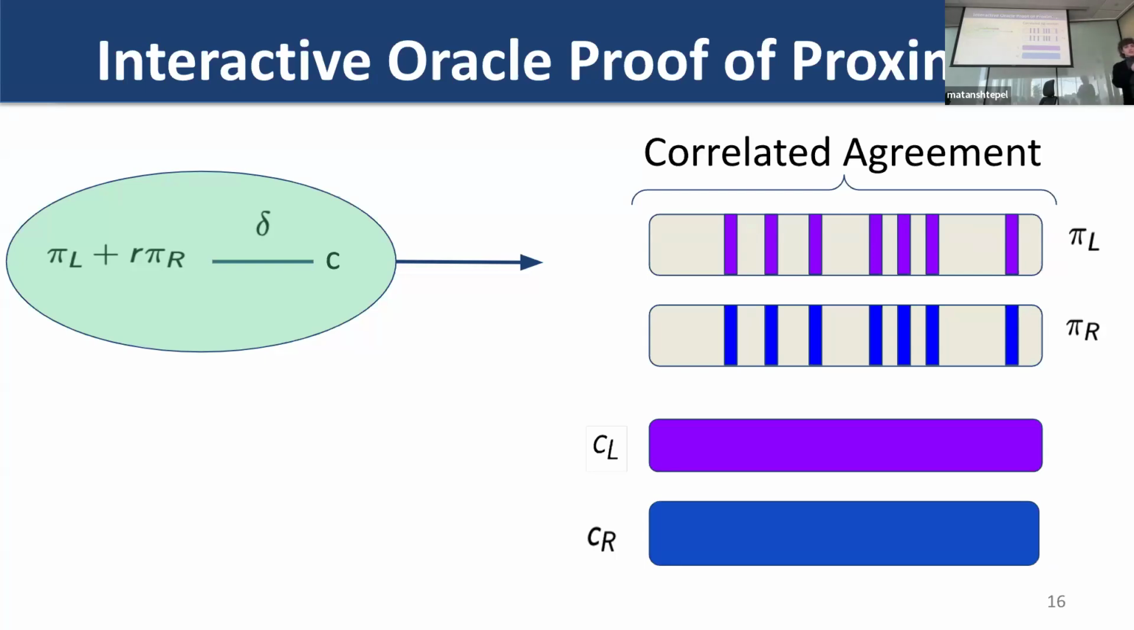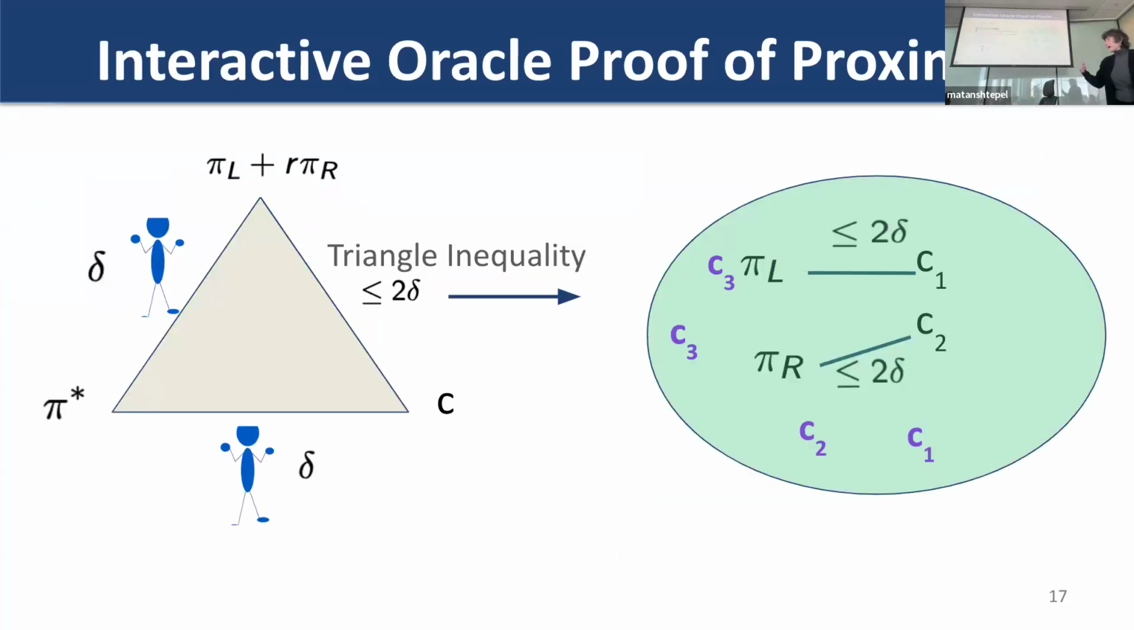So this was already proven between 2018 and 2021 in a series of results that show that if that is close to a code word, then these two are also close to code words in the same locations. And at a high level, the soundness of this works as follows. We know that pi star is delta from pi L plus R times pi R, and pi star is delta from C. By the triangle inequality, that means that the linear combination is close to C, and then by correlated agreement, that means that the two constituent vectors are close to some code words.